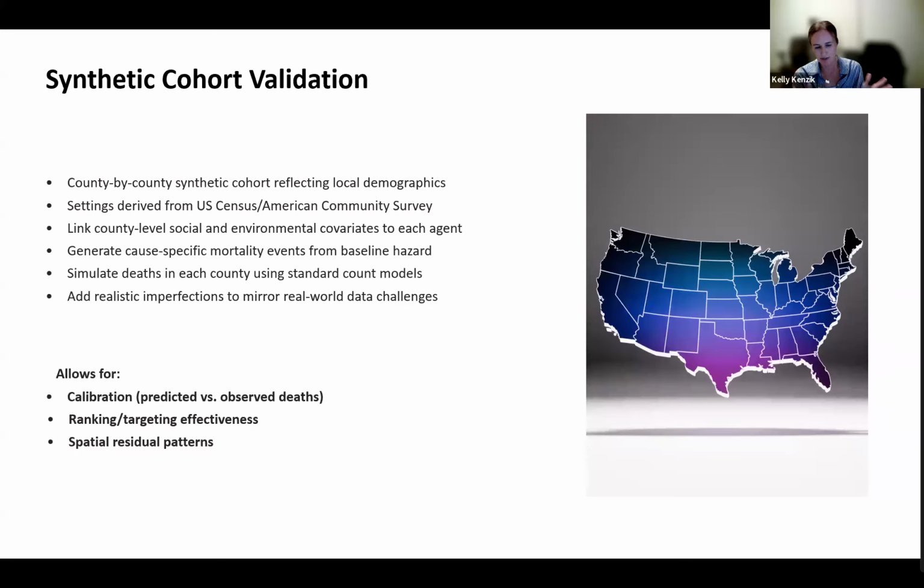And then the synthetic cohort validation, basically county by county, creating a 100,000 person agent-based cohort where we use local demographic information. So we supply the county level information and basically create a cohort of patients relatively representative of the US population. And then we'd add realistic imperfections to help mirror the real world data challenges.